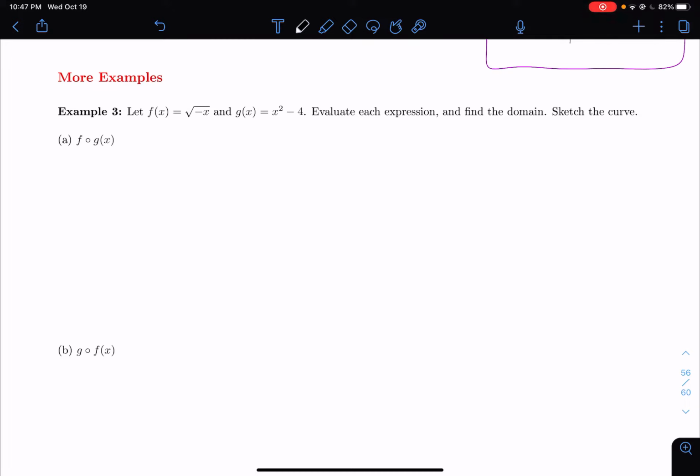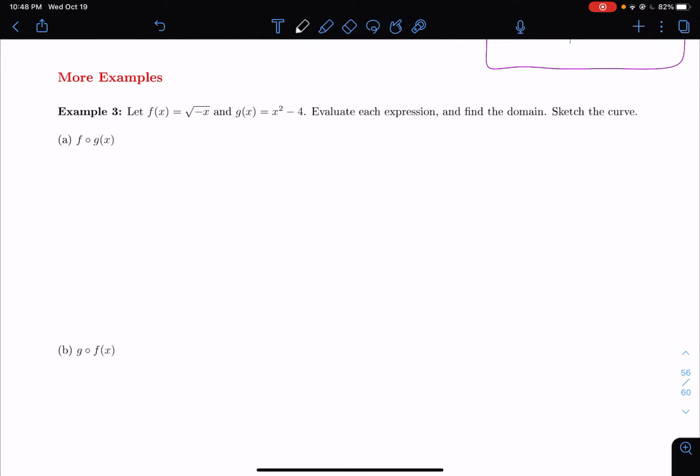In this video, we will do some more examples from section 3.4 on combining functions. So this example says, let f of x be the square root of negative x and g of x equals x squared minus 4. We want to evaluate each expression, find its domain, and then sketch the curve.